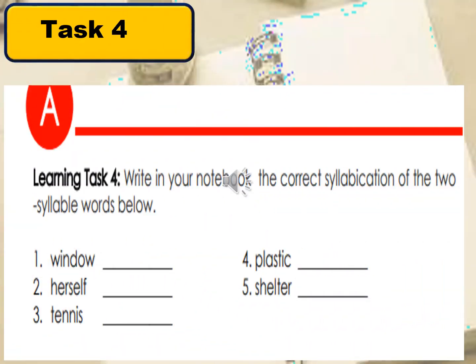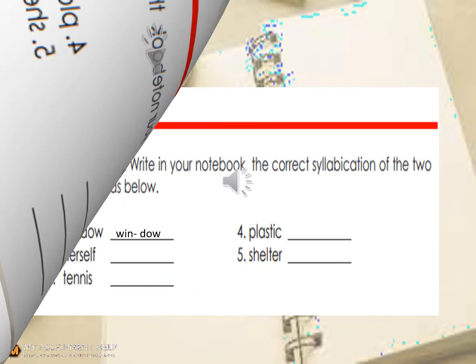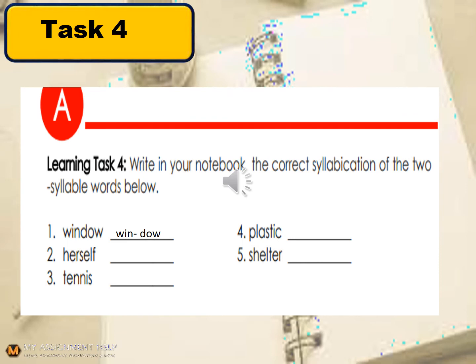For learning task 4, write in your notebook the correct syllabication of the two-syllable words below. Window, herself, tennis, plastic, shelter. Here is an example. Number 1, window. Win dash dow. Win dash dow. So that's syllabication.